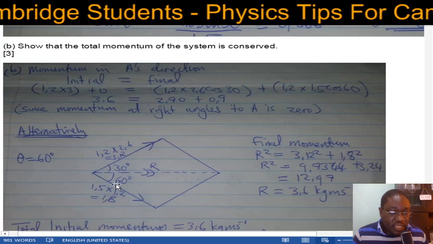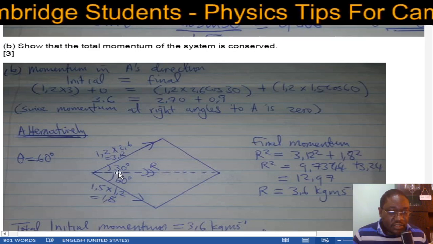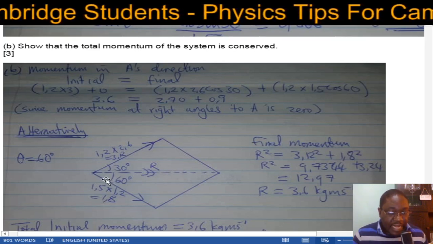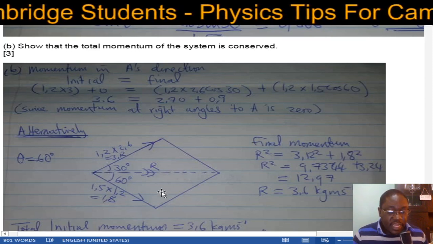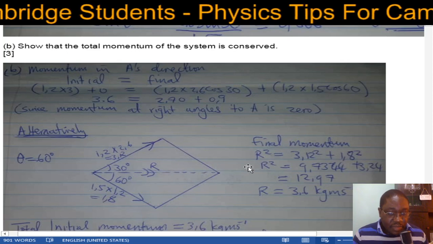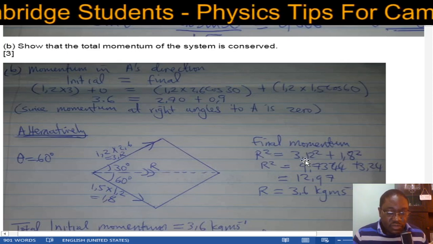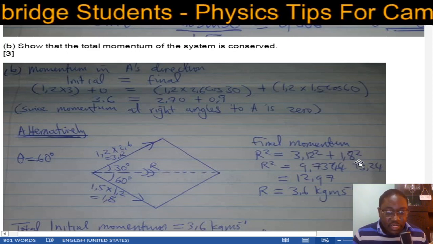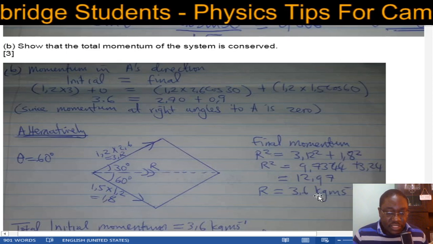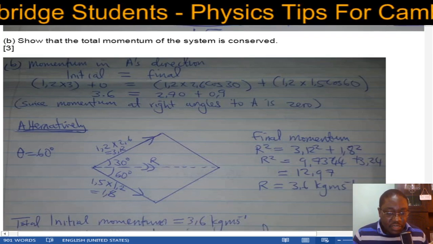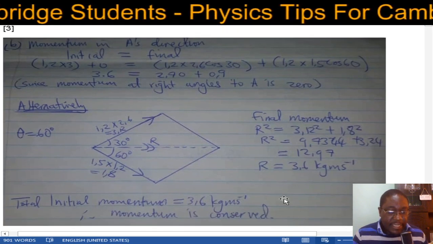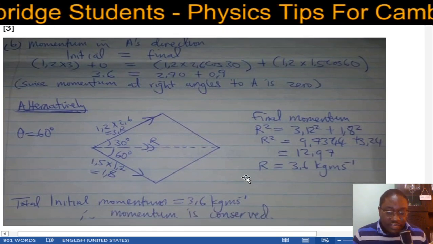Alternatively, the angle between these, we found it to be 60. So 30 plus 60 will be 90, and then you can form a closed triangle there, or you can find the resultant by using Pythagoras. So r squared is equal to 3.12 squared plus 1.8 squared, so that gives you 3.6 kg meters per second. The total momentum, we've found it to be 3.6 kg meters per second, which means it is conserved.